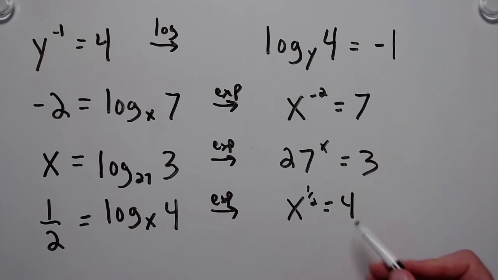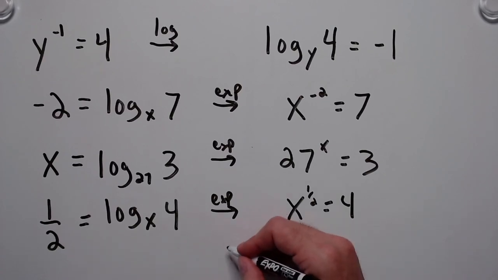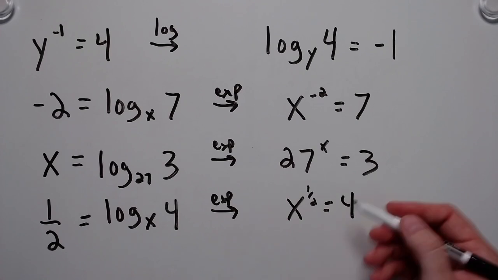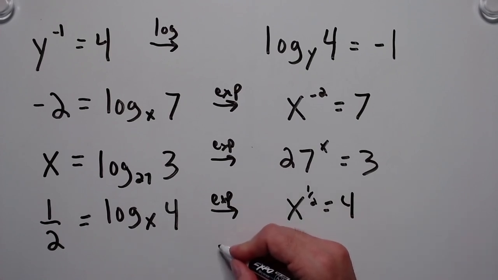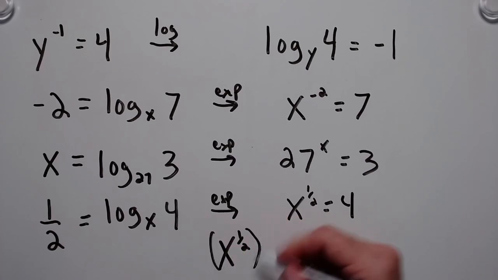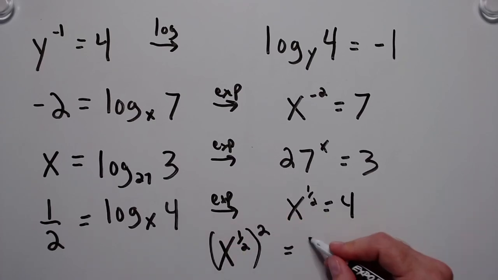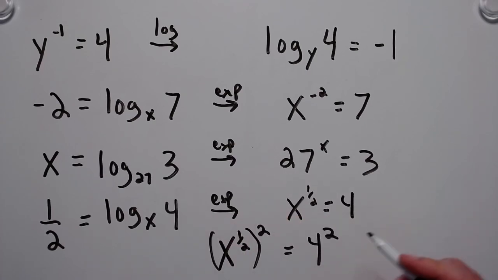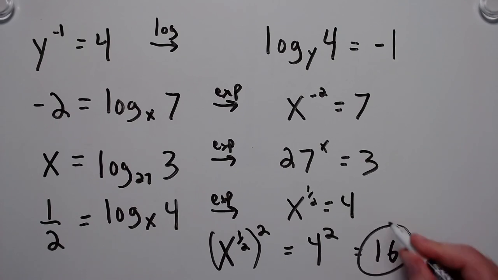How are we going to get this to a normal x? Well, we can remember our good old algebra days here, and we could square both sides. So we're going to have x to the 1/2, and we'll square it. That's going to equal 4 squared. x to the 1/2 squared is just x, right? We're going to multiply, we'll have 2 over 2. We have just x. And x equals 4 squared, which equals 16.